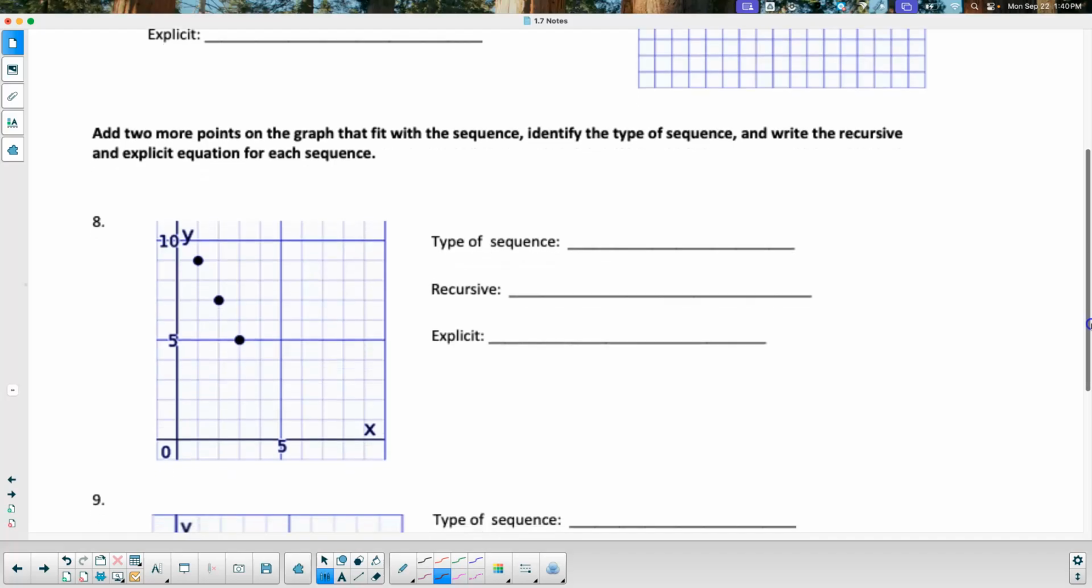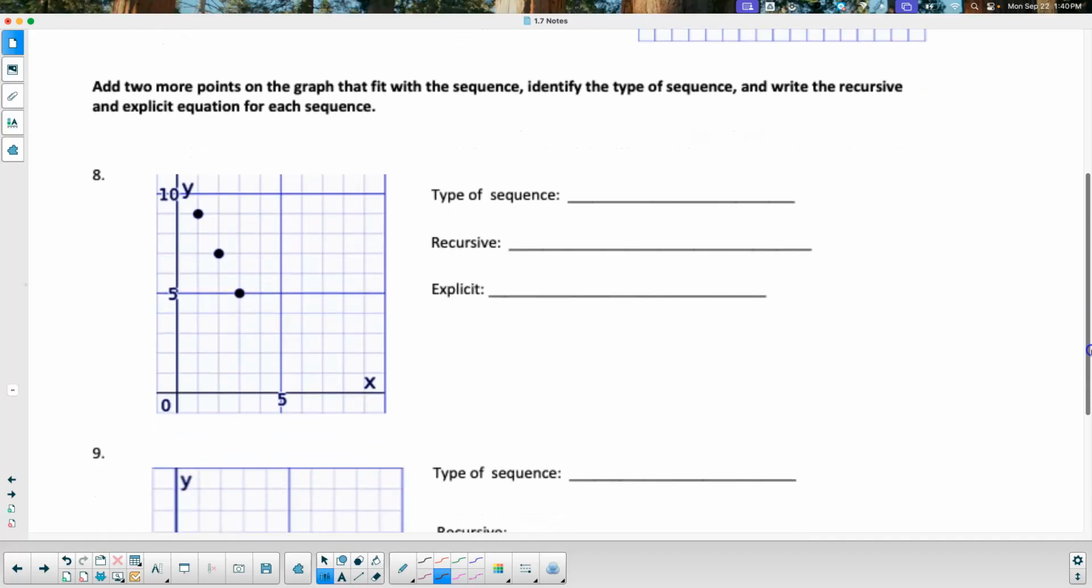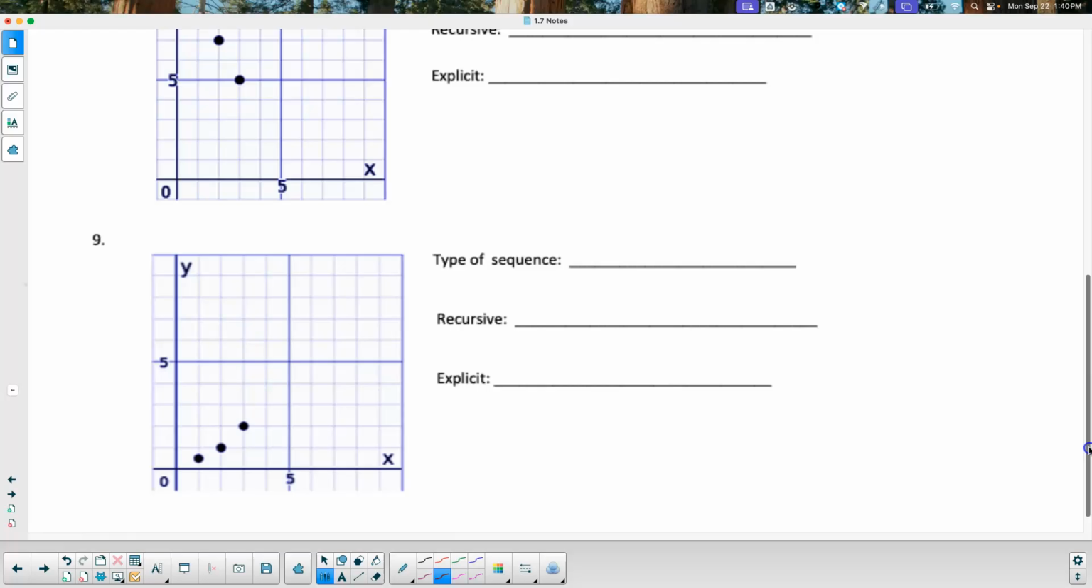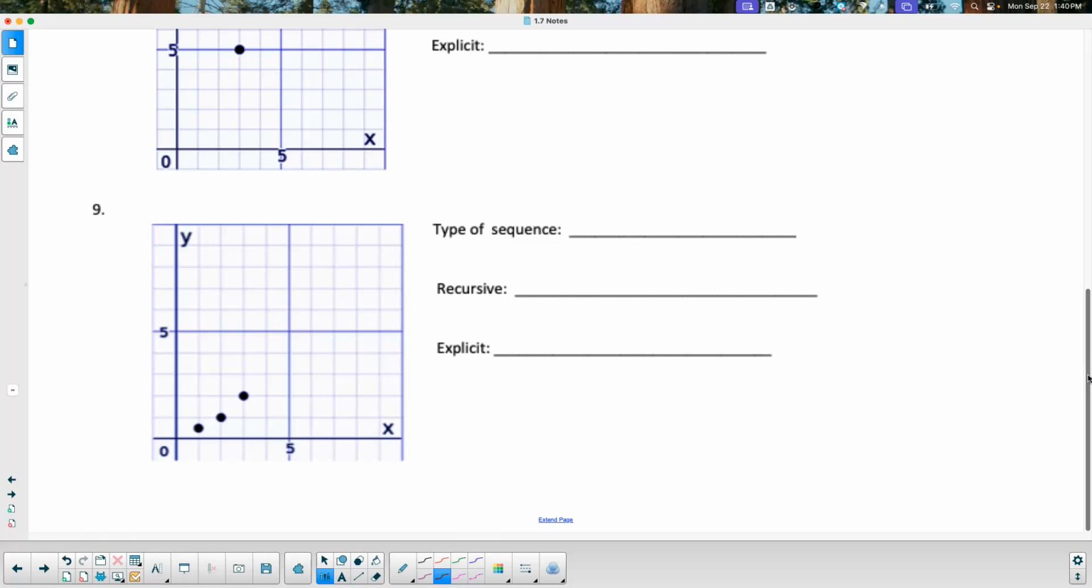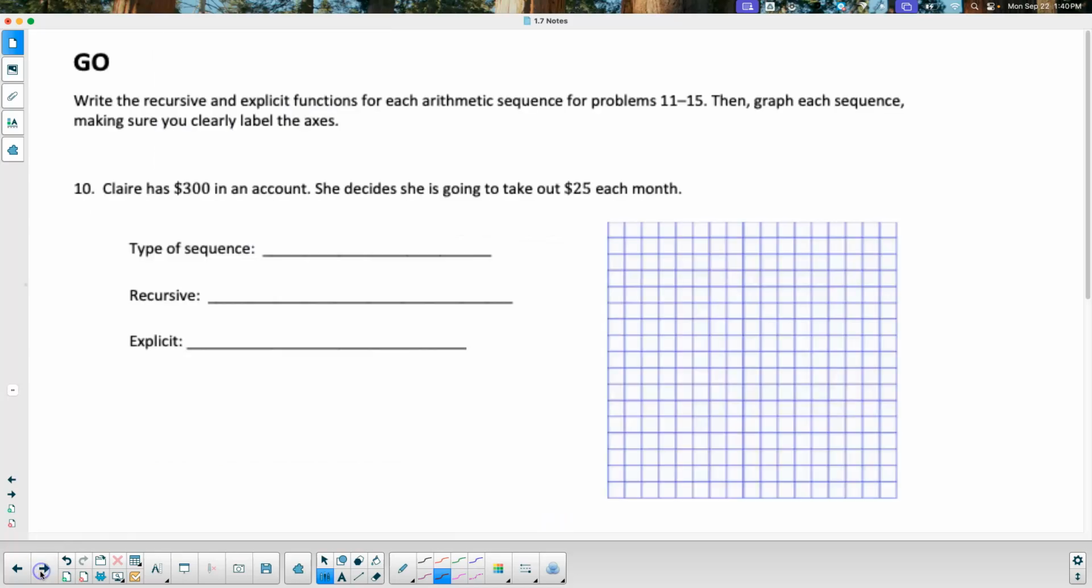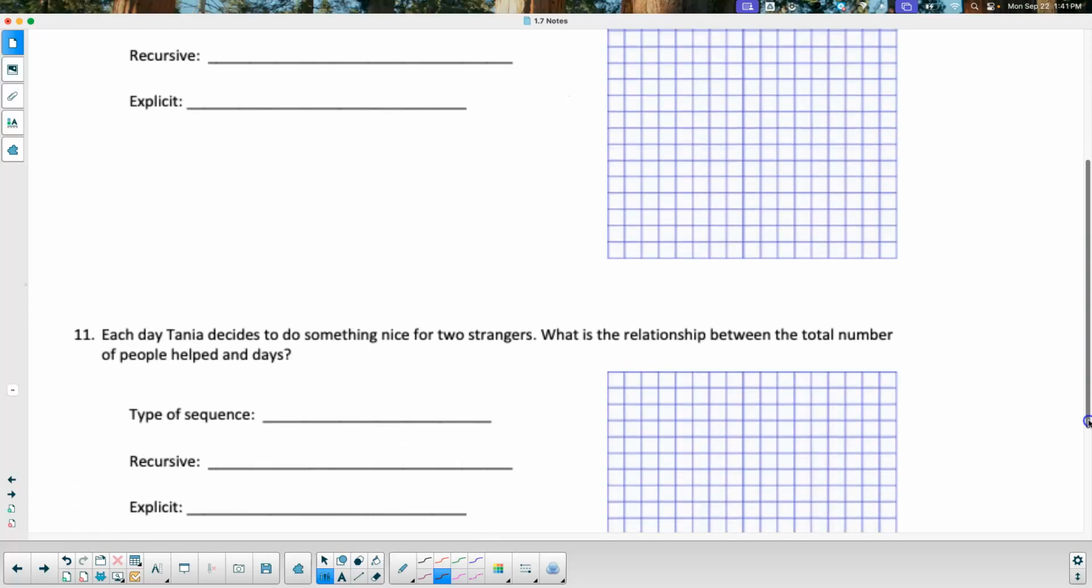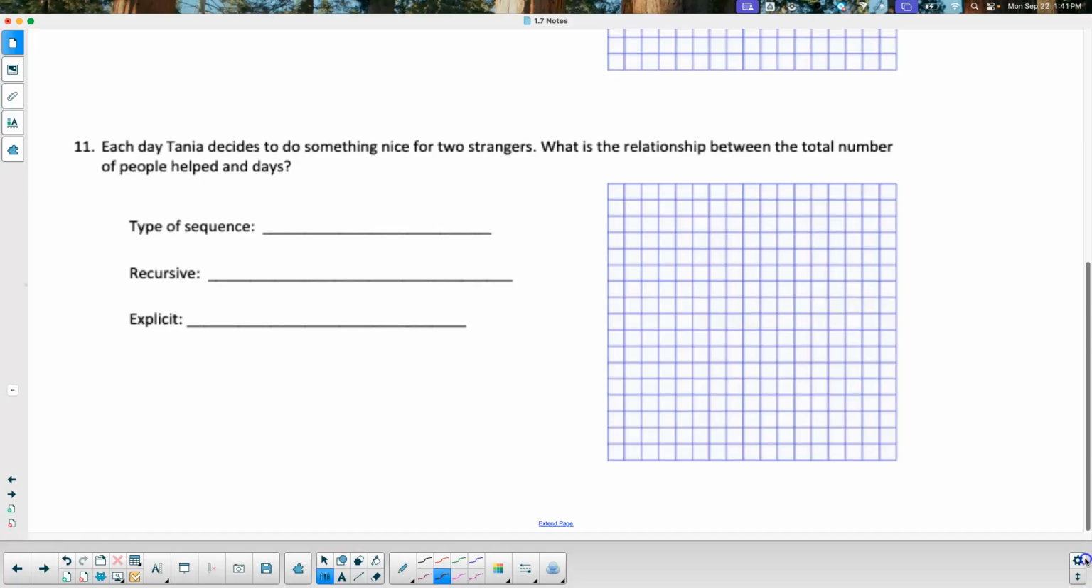Oh yeah. So basically in number 8 and 9, instead of giving you a table for the values in the sequence, they're giving you a graph with points on there. So you have to get the points off of the graph like that. Love it.